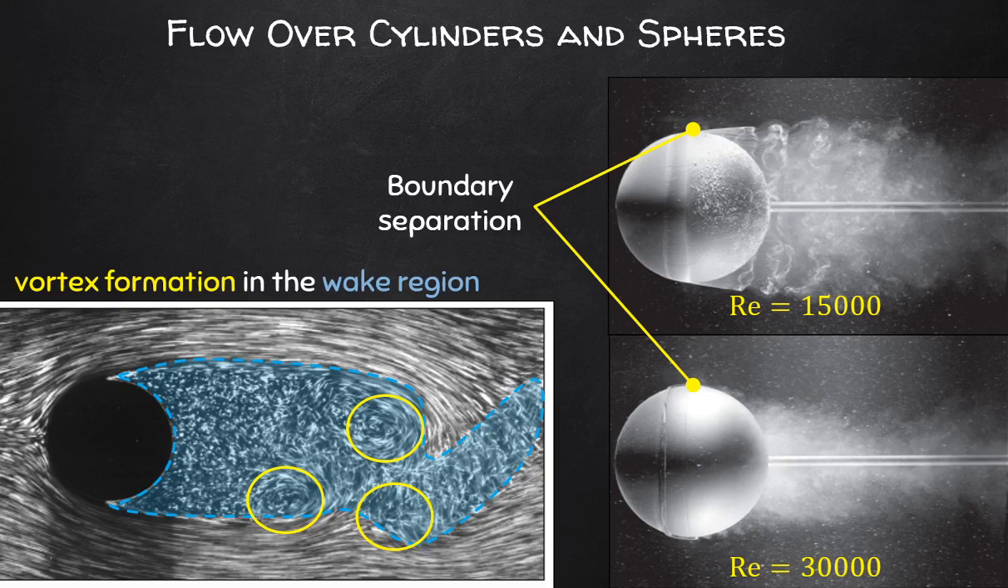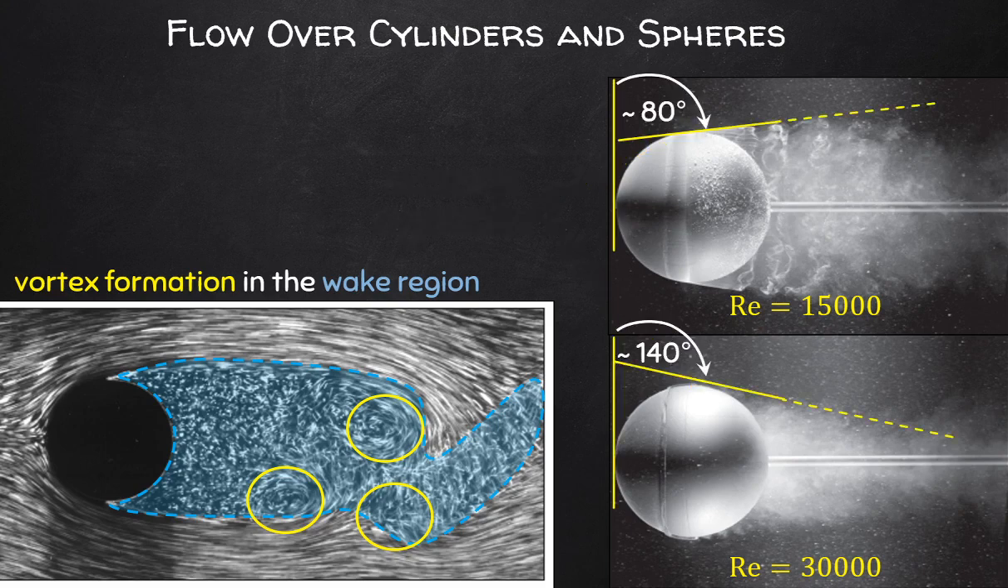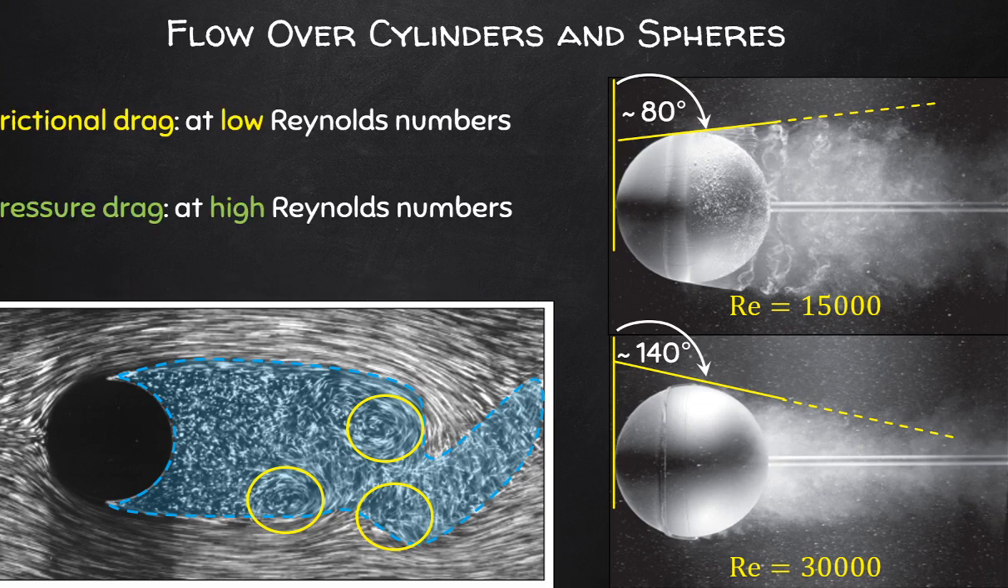What is important to notice is that the wake decreases with an increase in Reynolds number, and this will become important because the wake and the drag go hand in hand. So it should be noted that both friction and pressure drag occur, but the friction drag is more dominant at the lower Reynolds number, and the pressure drag, which is tangential, is more dominant at higher Reynolds numbers.